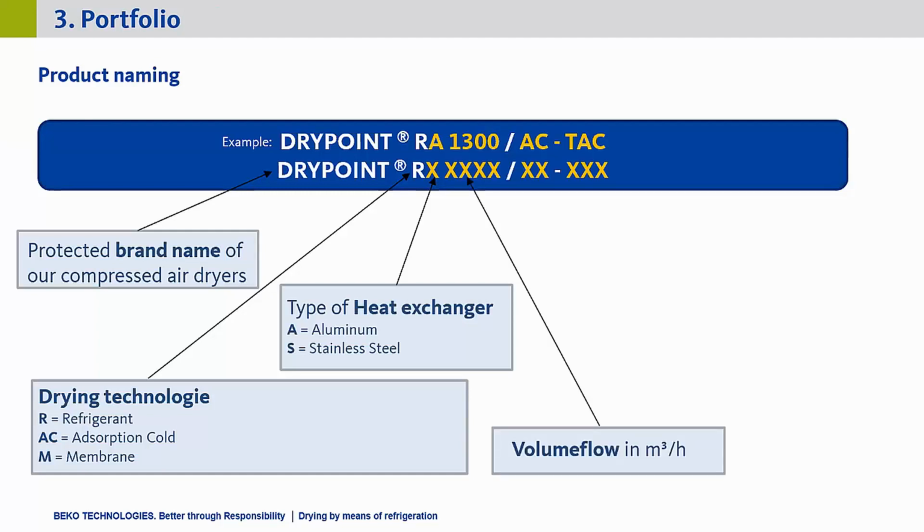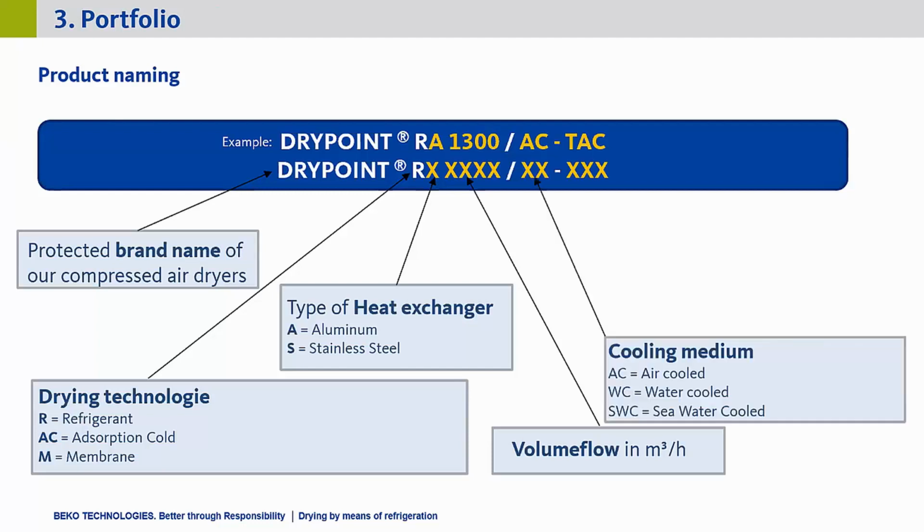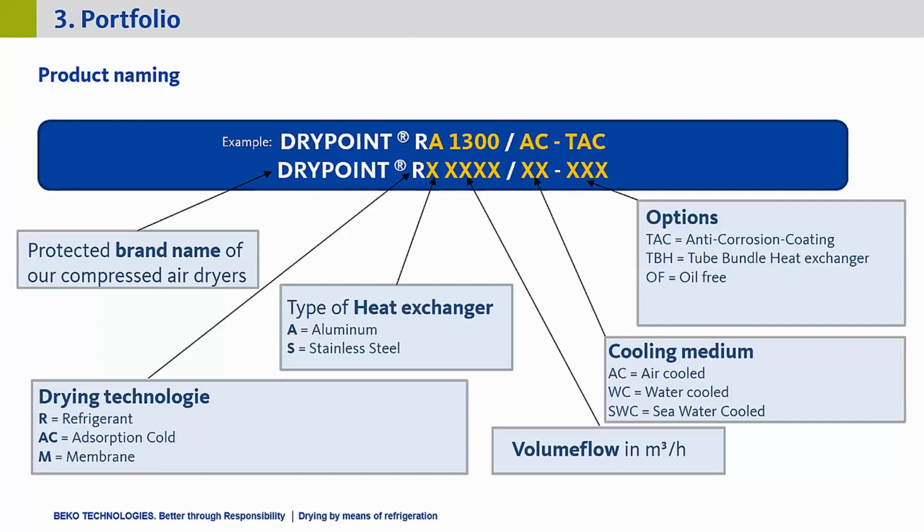The number afterwards is just the volume flow in cubic meters per hour that the dryer is able to treat. And then again, we have the cooling medium, which is AC for air-cooled, WC for water-cooled, or SWC for the seawater-cooled version, which is then also again complying to TBH, which means tube bundle heat exchanger.